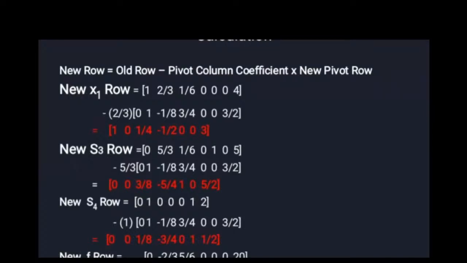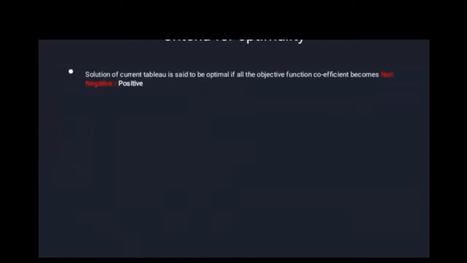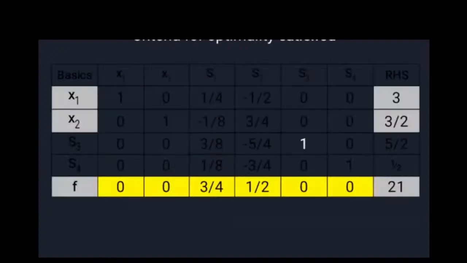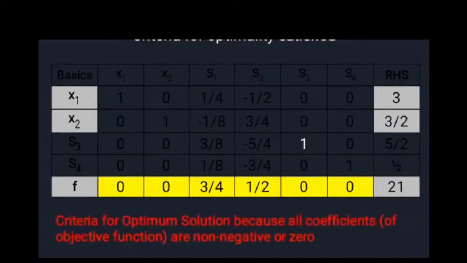So again, put all the new rows into the corresponding rows in the next table. So the table looks like that. Again, for forming the table, we have to put all of the new rows in this table, and then again we have to check the criteria of optimality, whether this is an optimal solution or not. Check the coefficients of the objective function, and in this case the coefficients of the objective function are positive, and now this is our optimal solution. So now we move to step 8.